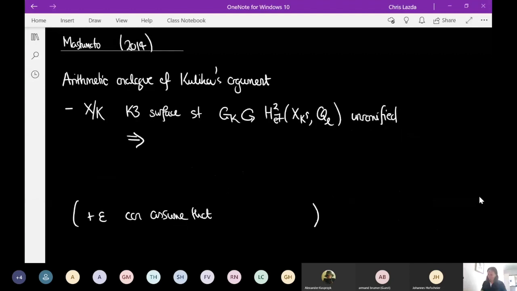But anyway, essentially assuming potential semi-stable reduction, Matsumoto in 2014 did give an arithmetic analog of Kulikov's argument. So it transported the proof into the more arithmetic context. So what he showed is that if we take our K3 surface, again with potential semi-stable reduction, such that the Galois action on the only interesting cohomology group, H2, is unramified, then X has potential good reduction.